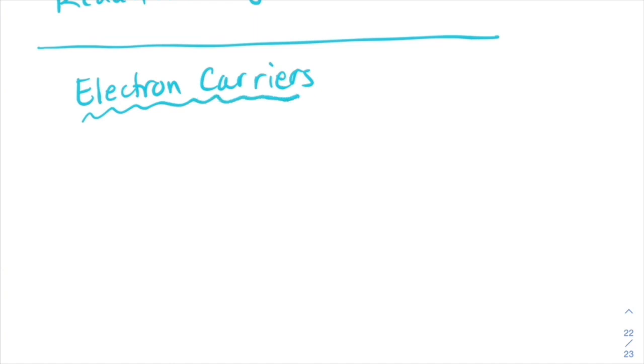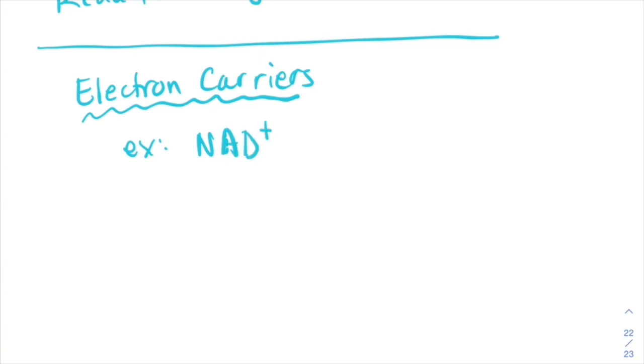Electron carriers are molecules that carry electrons. Big deal. Who cares? What does this mean? You will see what this means very shortly. But there are two of them. One is called NAD+.